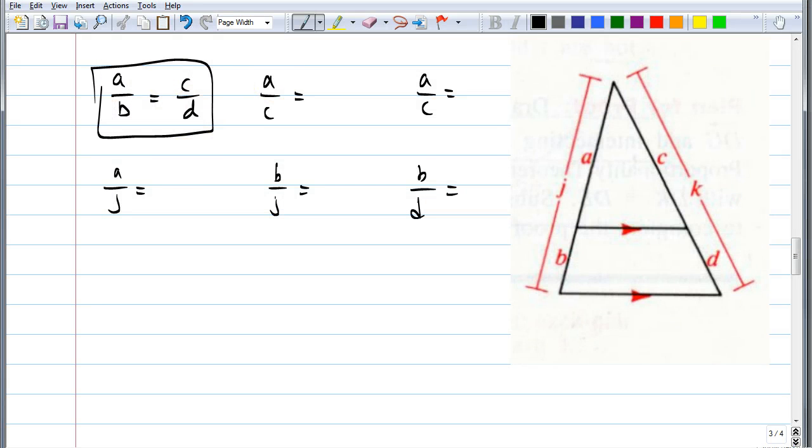So we know that A over B equals C over D. Where did I get that from? Did I get that from property of proportion? That's the theorem we just proved, which is called the triangle proportionality theorem. So I got that, okay? So knowing this, can you fill out the rest of these?